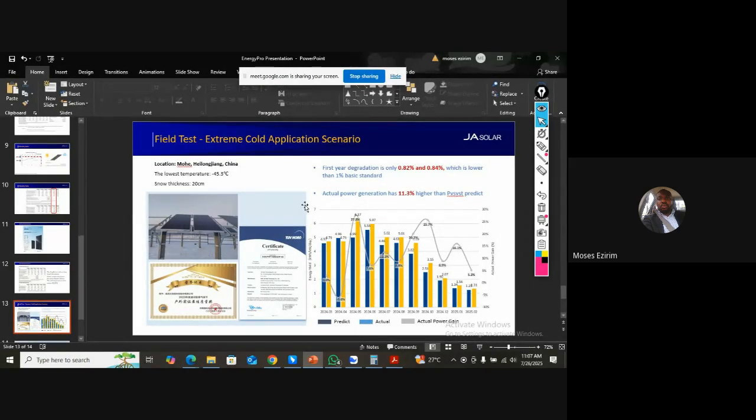This is actually a few tests regarding our module. Now, remember, if you're going to do your installation, you must have done your simulation using PVsyst to know what the generation is going to be and what the degradation is going to be. So running through our simulation, the first year degradation gives 0.82 and 0.84%, which is lower than the 1% standard. The actual generation is also 11.3% higher than PVsyst predicts. This is just to show you how good and how efficient the solar module is. So I think this is the last slide.